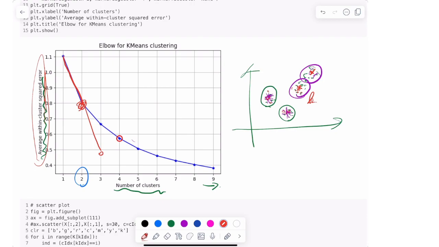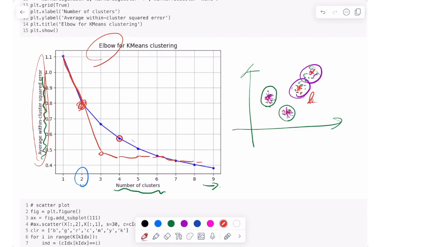And as you can see, the average distance between the data points and the central will be again smaller, but it will not drop dramatically. So sometimes we draw this figure called the elbow of K-means cluster.